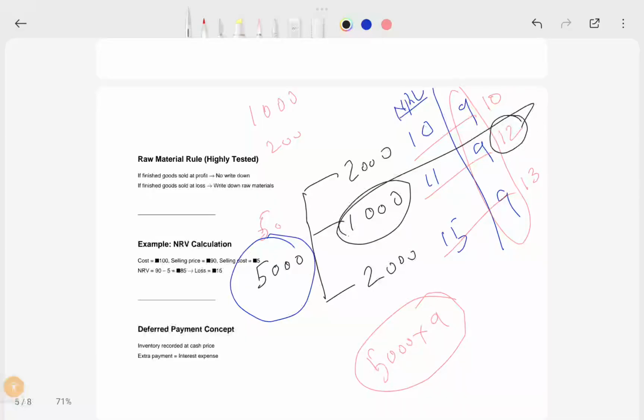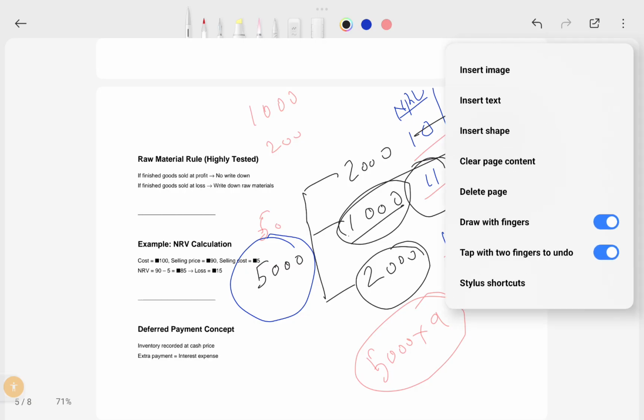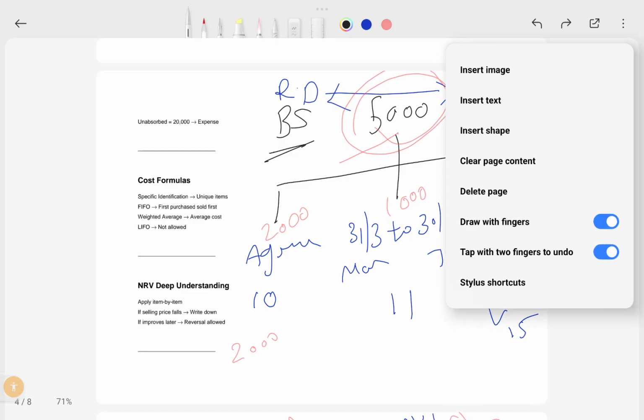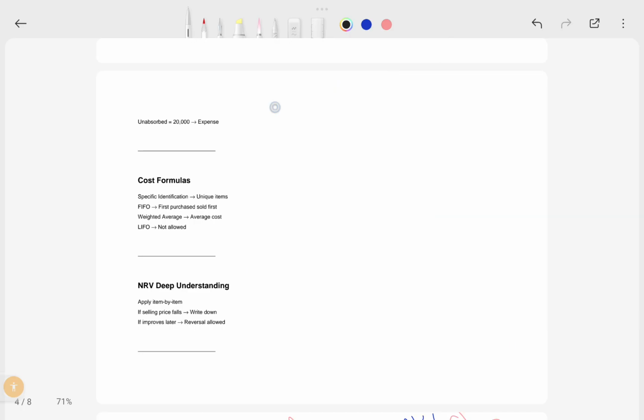Now you need to calculate the first 2000 at 10 rupees, as both are the same. The second 1000 you need to calculate at NRV because the cost is more in this, and the third case you need to calculate at cost, because it is the lower of NRV or cost. So this is how we have to calculate the NRV. And one more important point in NRV, net realizable value, is the reversal of NRV.